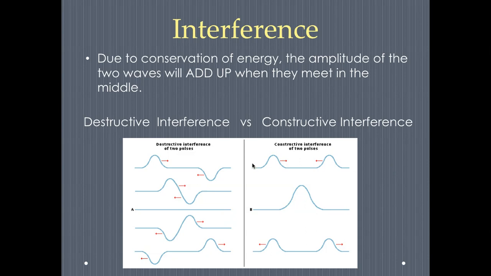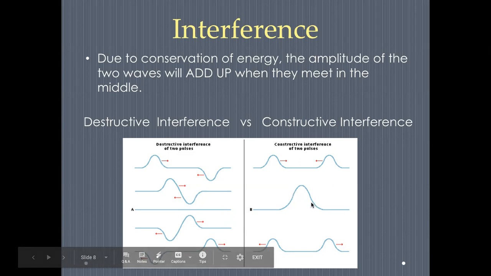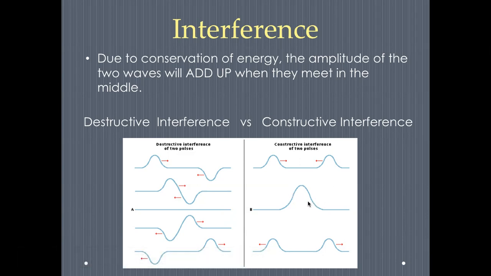The person on this left side creates one pulse in the upward direction to create this crest. And then the person on the right does the exact same thing. So if you notice, both of these are crests. When they interfere with one another in part B right here, they combine, they add up. But then this wave here is going to keep going to the right.